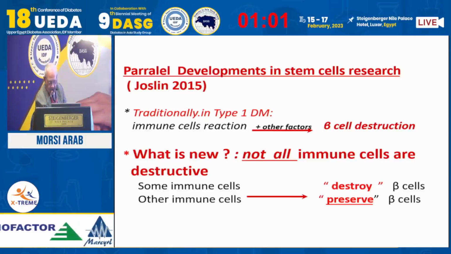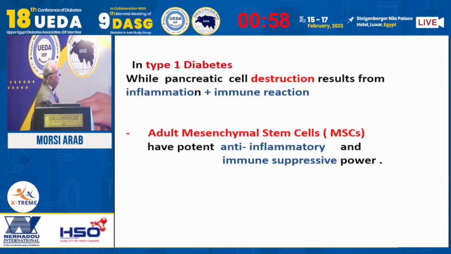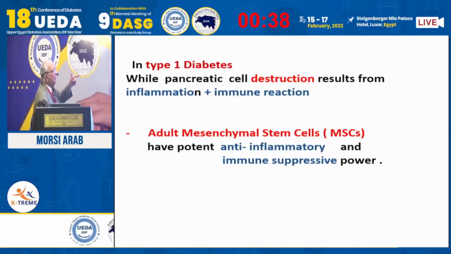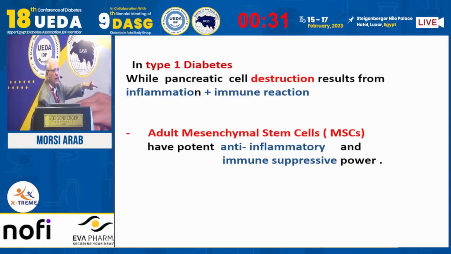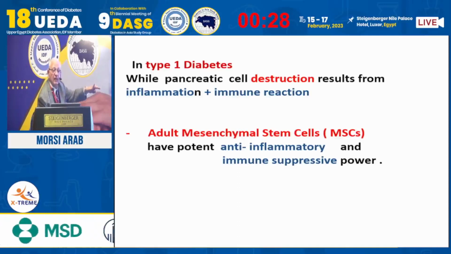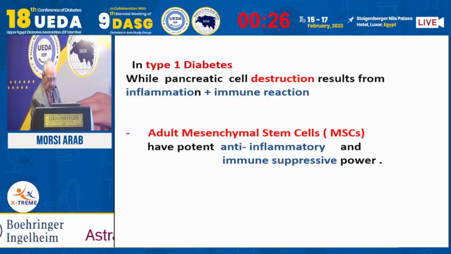So in type 1 diabetes, for example, destruction of beta cells results from immune cells through causing inflammation and immune reaction, leading to destruction. These are the devils. But from adult bodies, you can get mesenchymal stem cells, which are the angels. They have potent anti-inflammatory and immune suppression power. So they save the beta cells which are still viable.